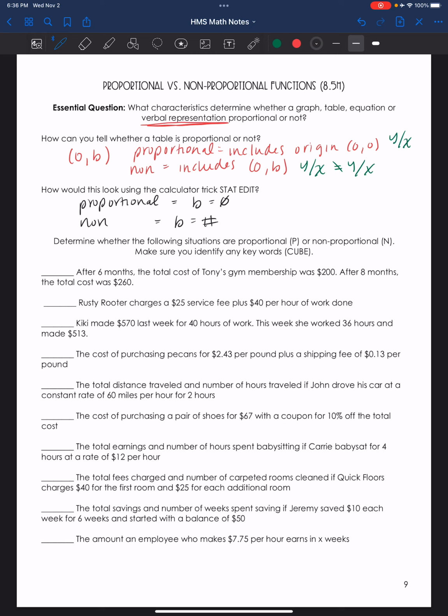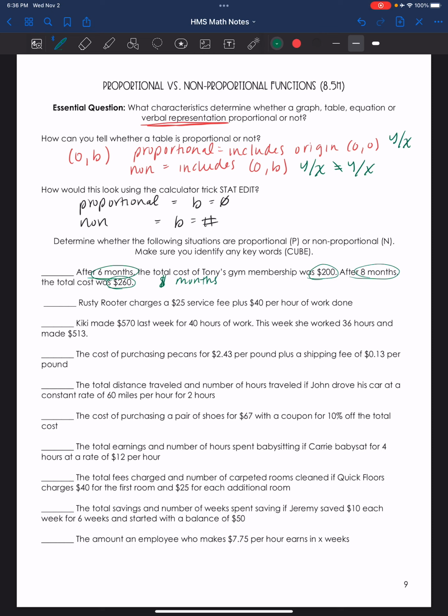So determine whether the following situations are proportional, P, or non-proportional, N. Make sure you identify any keywords, which is actually how we're going to be doing this whole thing. So after 6 months, the total cost of Tony's gym membership was $200. After 8 months, the total cost was $260. So I've got two sets of two numbers. I have money and I have months. I am just going to do y divided by x equals y divided by x in this one.